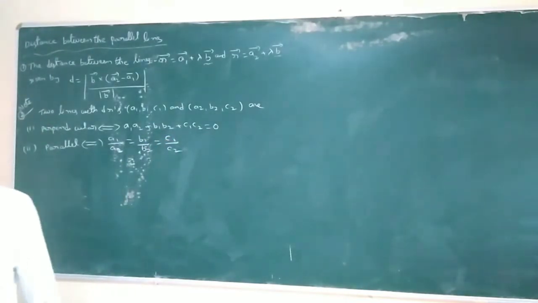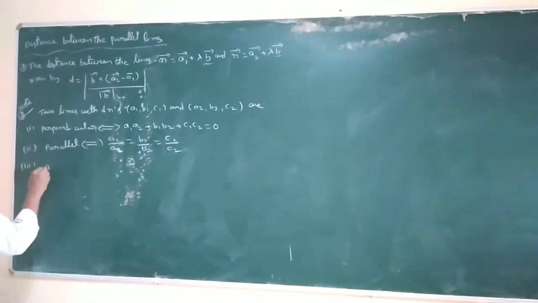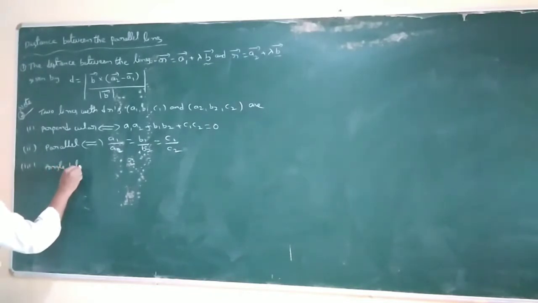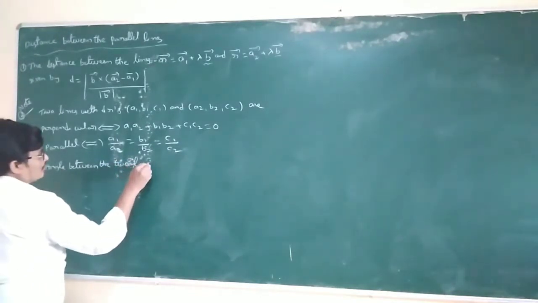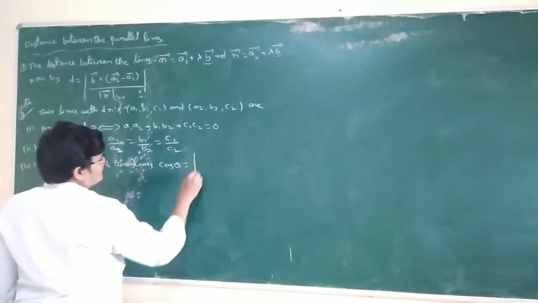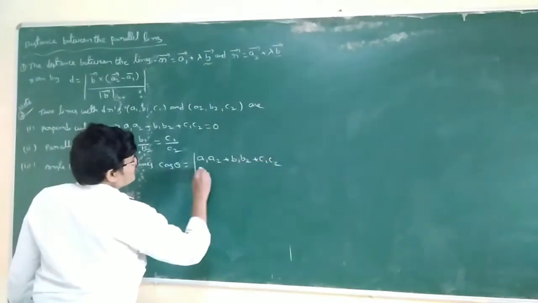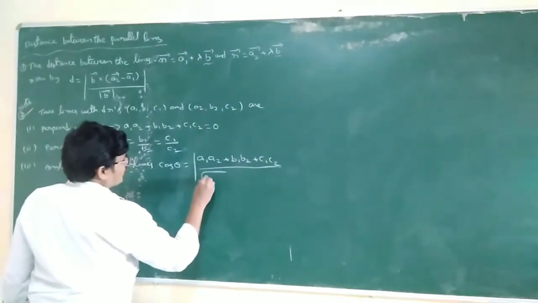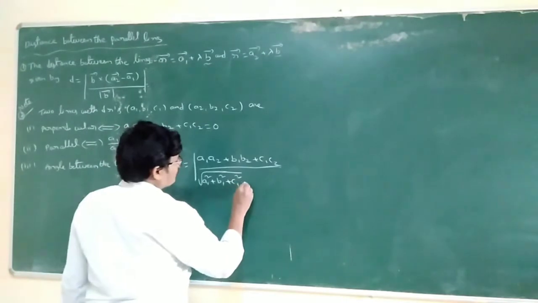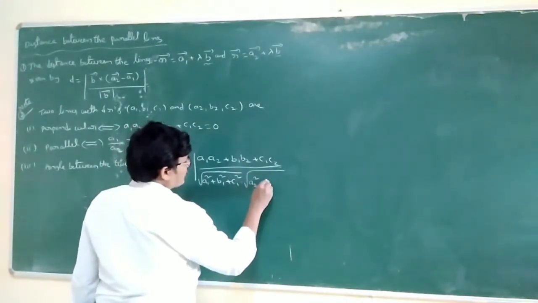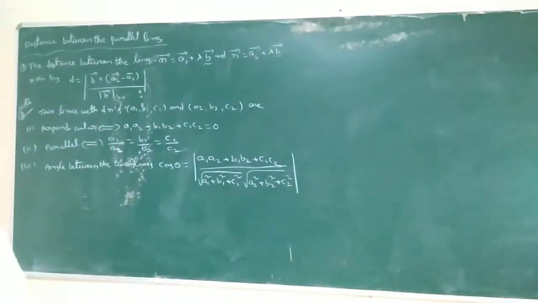to C1 by C2. So now the angle between the two lines, cos theta is equal to mod of A1 A2 plus B1 B2 plus C1 C2 by root of A1 square plus B1 square plus C1 square into root of A2 square plus B2 square plus C2 square. Okay, next one, note number 1.